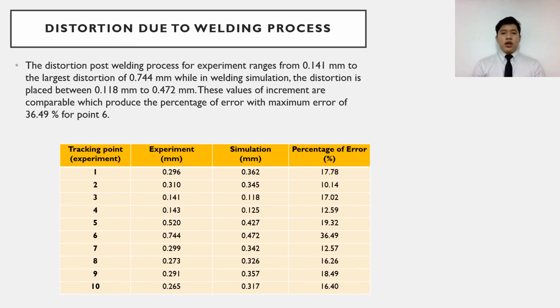These values of increment are compared in a table, where the maximum error produced is at point 6, which is 36.49%. This is logically presented, as point 6 is located at the end of the weld bead, which experiences the cooling process and produces the highest distortion.